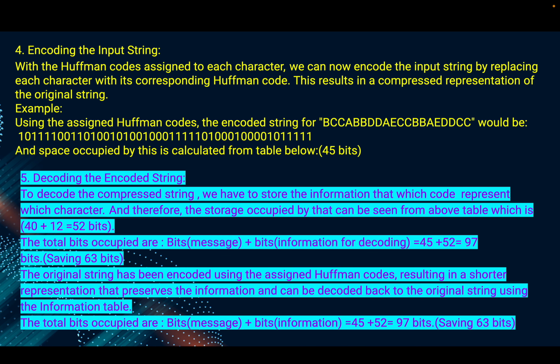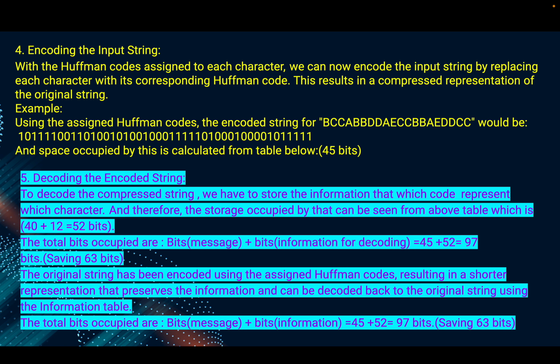Decoding the encoded string. To decode the compressed string, we have to store the information about which code represents which character, and therefore the storage occupied by that can be seen from the above table, which is 40 plus 12 equal to 52 bits. The total bits occupied are bits for the message plus bits of information for decoding, which is 45 plus 52, which is 97 bits, saving 63 bits.